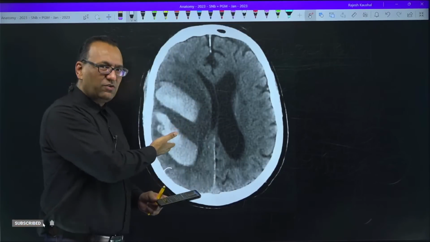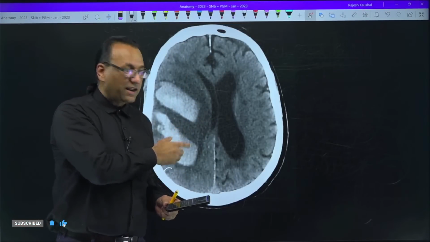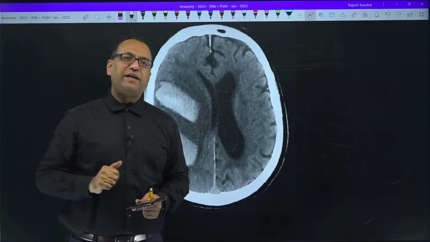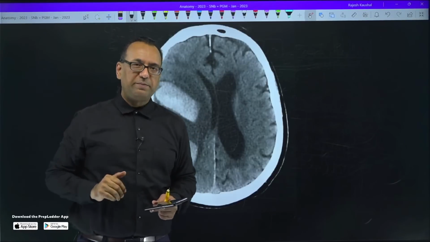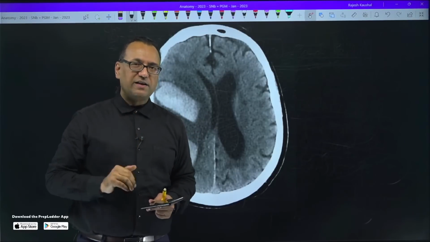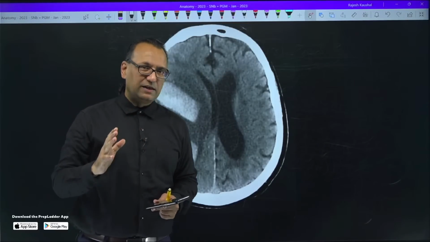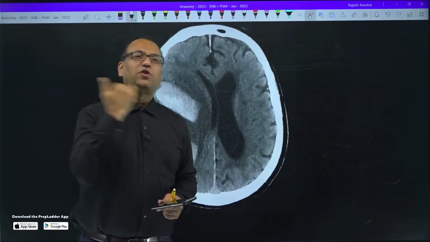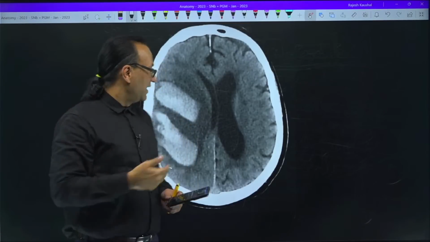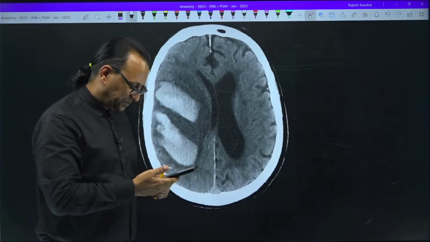This is not easy. Who says this is easy? And if it is easy, everybody should get a PG rank. Why is not everybody getting a PG rank? Don't take it easy. Life is not easy. It is cutthroat competition. Take it from me. So tell me, what do you see here?